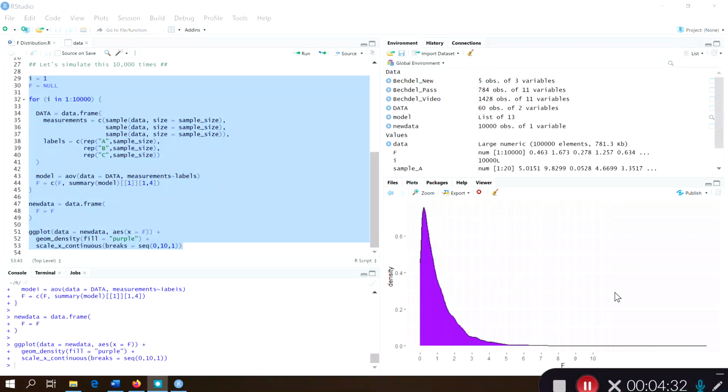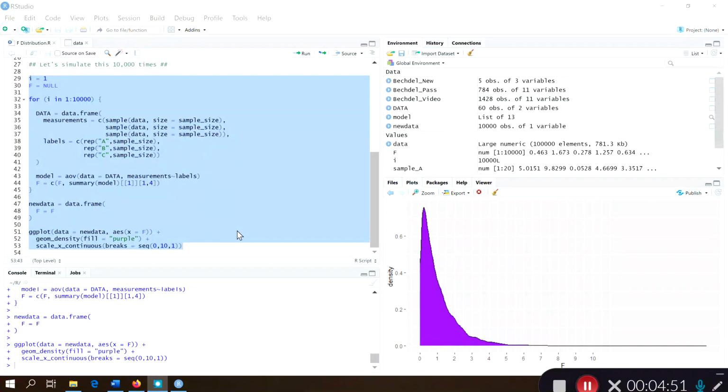All right, so I paused and inserted it again there. So here's what I got. As you can see, most of my F ratios are around this 0 to 1 or 2 range. I do get some F ratios a little bit higher by random chance, but obviously just not very often.